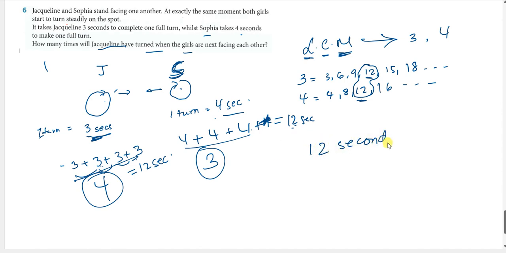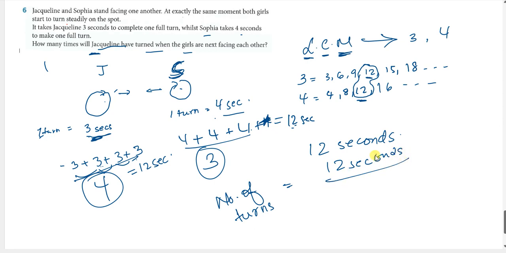So how many times does J turn? Number of turns is equal to 12 seconds divided by how much time J takes to complete one turn, that is 3. So 12 over 3 is equal to 4 turns. That means J has to take 4 turns and Sophia has to take 3 turns in order to face each other again.